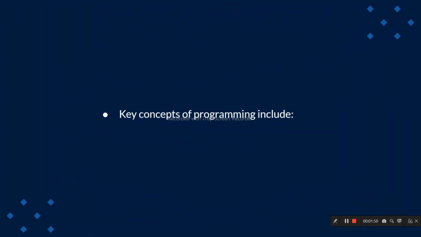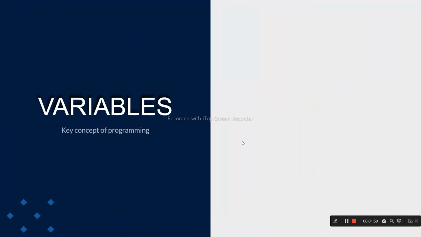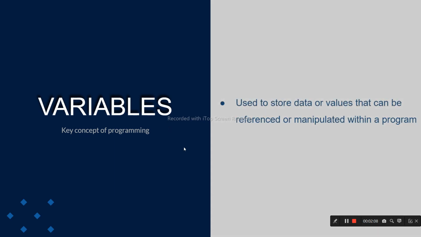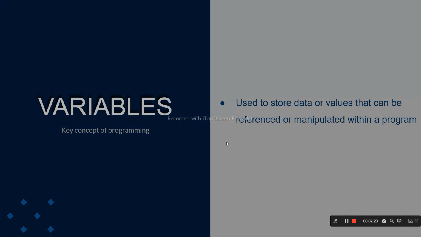All right. So the key concepts of programming, as we discussed earlier, are going to be the following. The first one, we're going to look at variables. That's the first key concept of programming that you should understand if you're going to code. So what is a variable? Variables are used to store data or values that can be referenced or manipulated within a program.